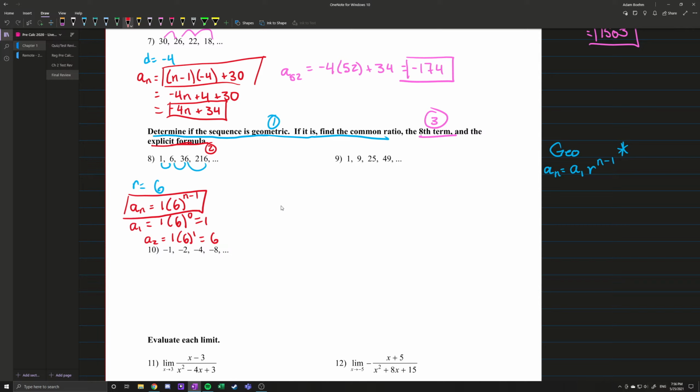Okay, so that is our nth term, and we need to find the 8th term, right? So A8 is going to be 1 times 6 to the 8 minus 1, so it's just 7. Which is going to be 279,936.